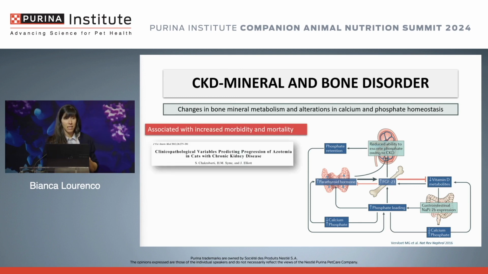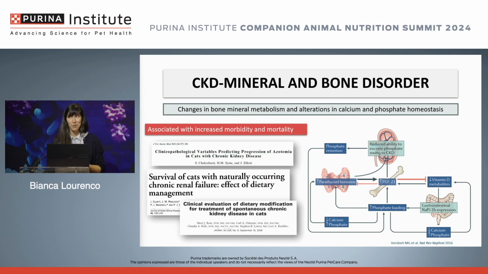We know that chronic kidney disease, mineral, and bone disorder is associated with increased morbidity and mortality, again, across species, human and veterinary species as well. I mentioned earlier that hyperphosphatemia predicted progression in cats. I also mentioned that cats that were fed renal diets that are phosphate restricted did better than those that did not. So I think this is probably not up for debate at this point.